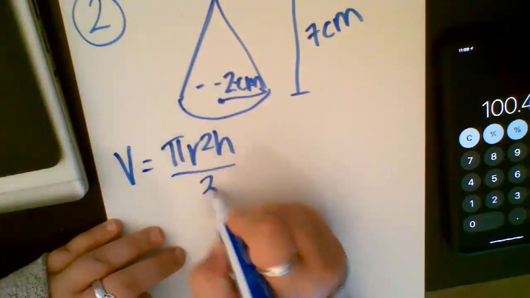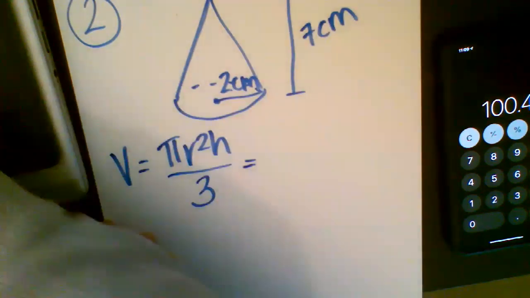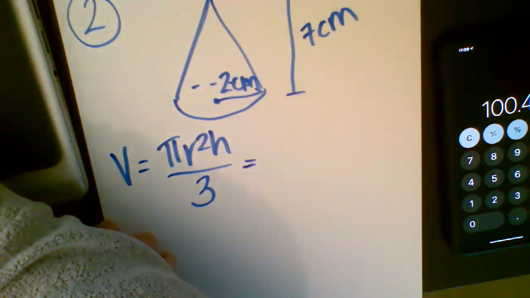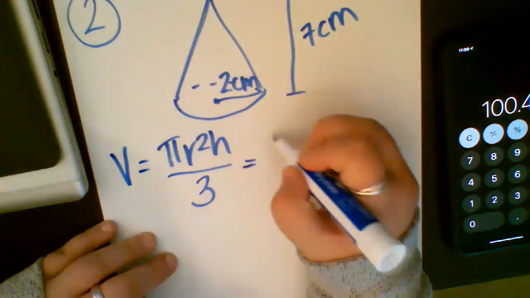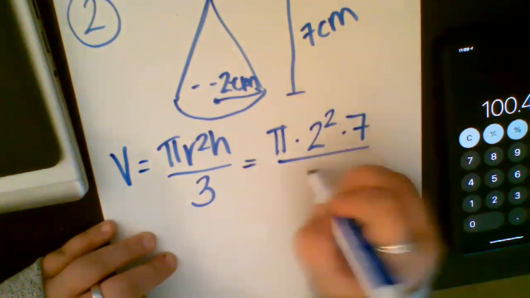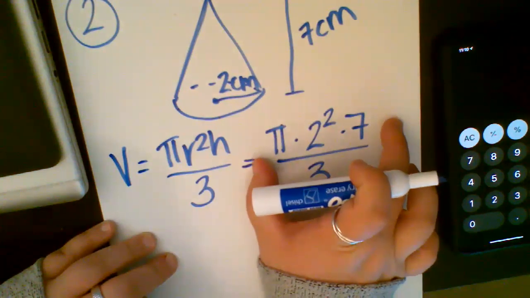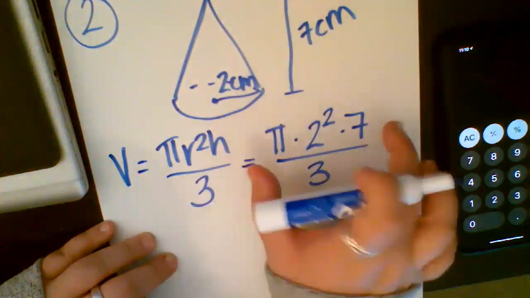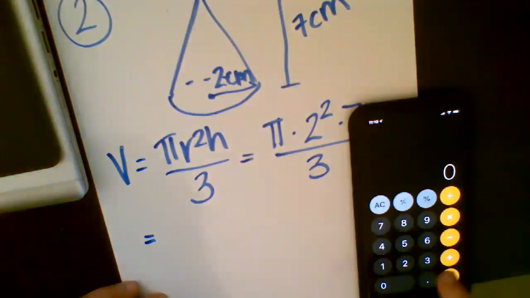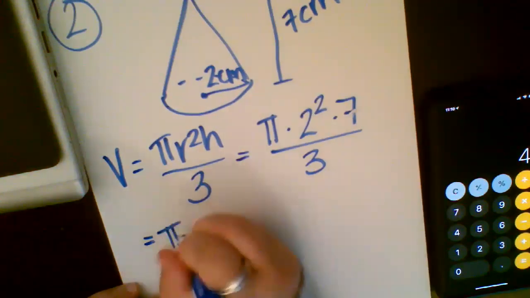Okay, and divide by 3 is our last step. Radius of 2, height of 7. Okay, we've got pi r squared h divided by 3. So we're going to do the top first because that's the volume of our cylinder. If it wasn't a cone, this would be the volume of the cylinder. So 2 squared is 2 times 2. That's 4. So we've got pi times 4.